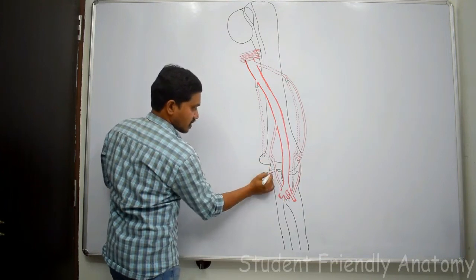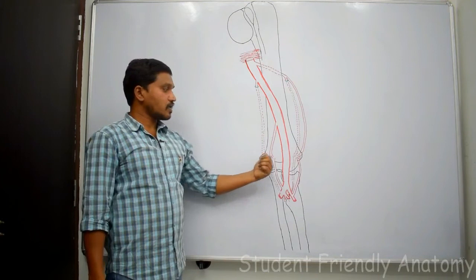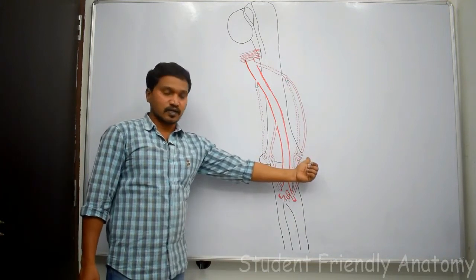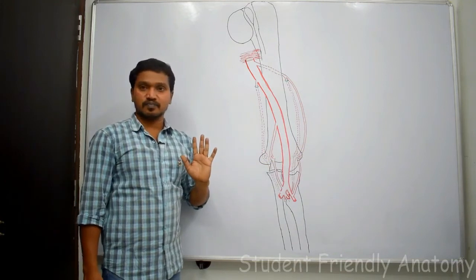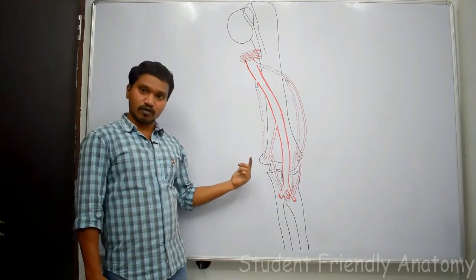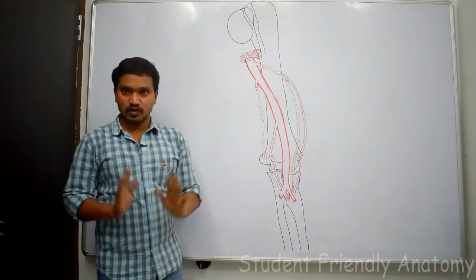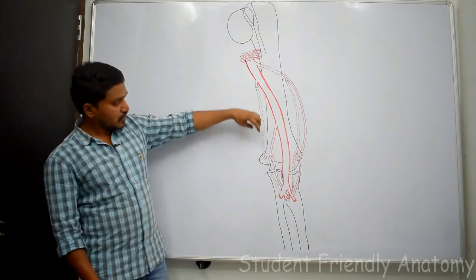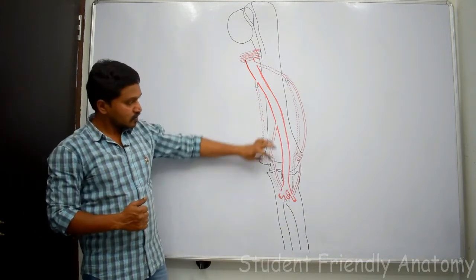Here, behind the medial epicondyle, behind the lateral epicondyle, in front of the medial epicondyle, in front of the lateral epicondyle, some arteries are anastomosing with one another. Those anastomoses we are calling anastomosis around the elbow joint, right? First we will see the medial epicondyle anteriorly.